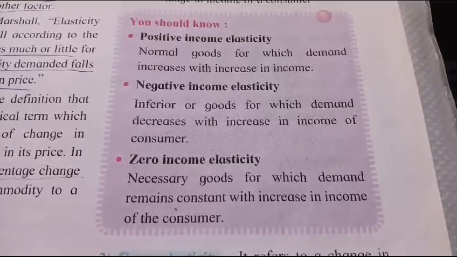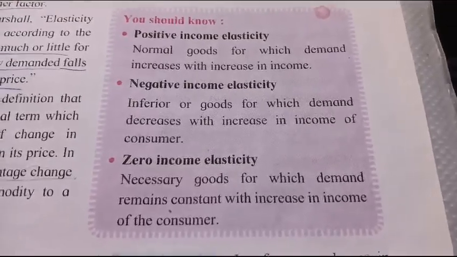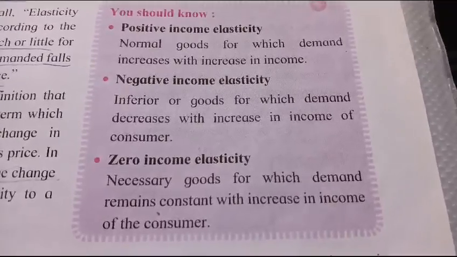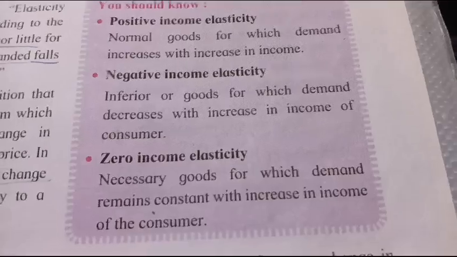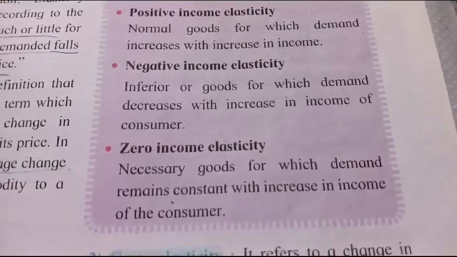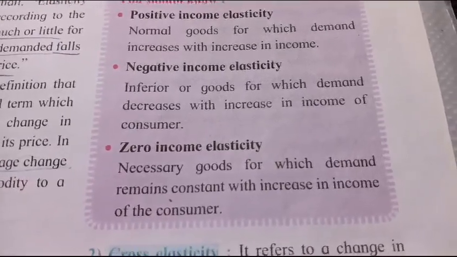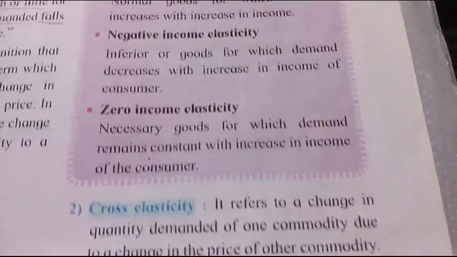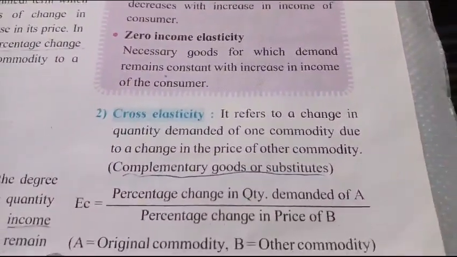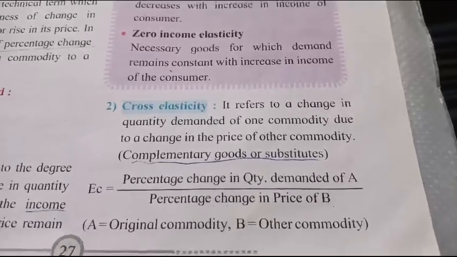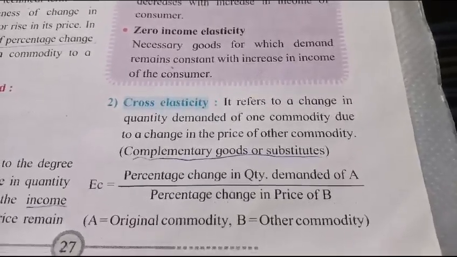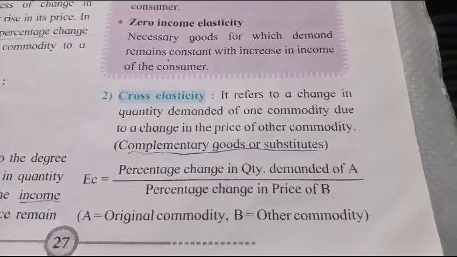You should know. Positive income elasticity: normal goods, for which demand increases with increase in income. Negative income elasticity: inferior goods, for which demand decreases with increase in income of consumer. Zero income elasticity: necessary goods, for which demand remains constant with increase in income of the consumer.